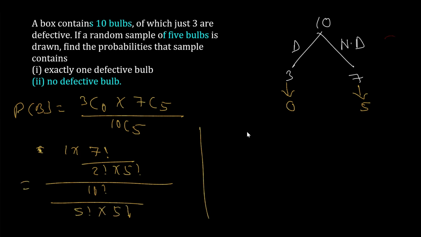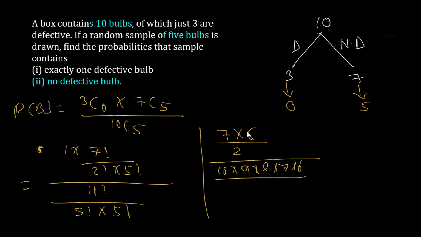Now, if I simplify it over here, 7 factorial can be written as what? 7 into 6, and 5 factorial gets cancelled. That divided by 2. And then this whole divided by 10 factorial, which should be expanded: 10 into 9 into 8 into 7 into 6. 5 factorial gets cancelled. This is 5 into 4 into 3 into 2. Now, same way we are going to reduce. This is divisible by 3 times.